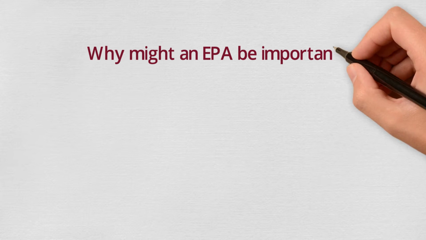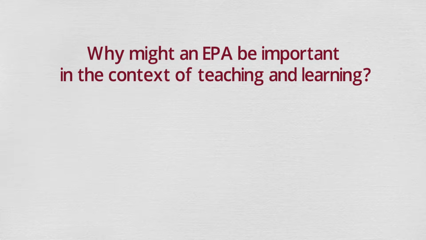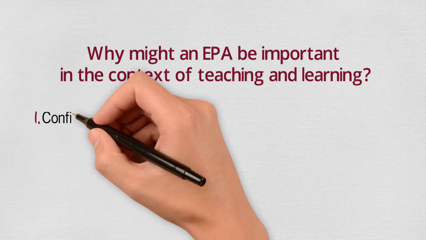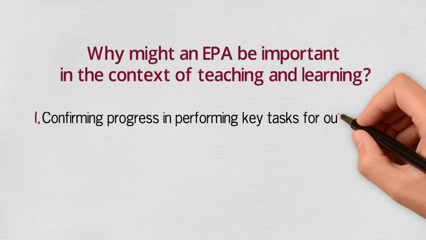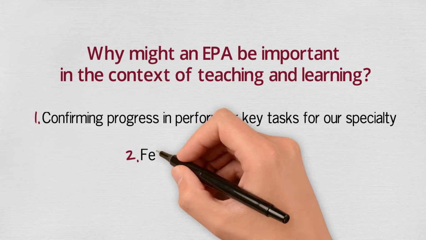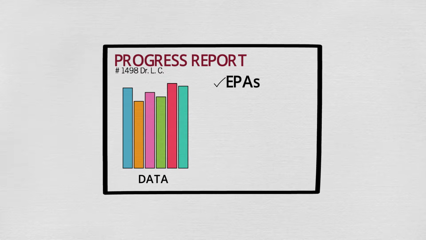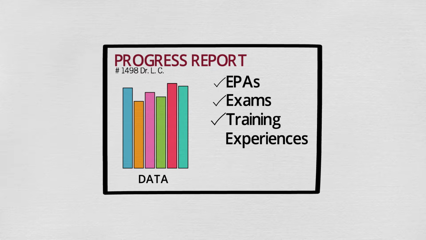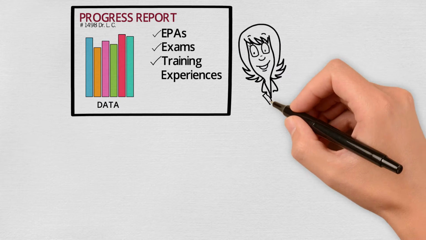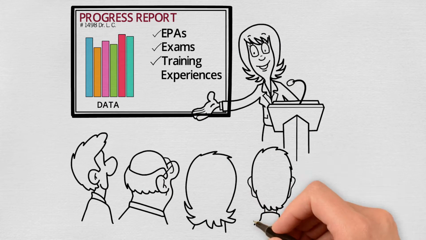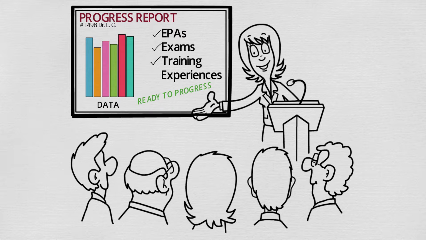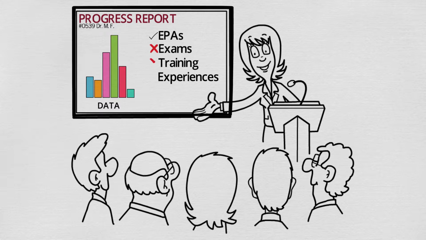Why might an EPA be important in the context of teaching and learning? The answer I turn to are the two elements of performance. One, confirming progress and performance for the key tasks of our specialty, and two, feedback on performance. First, let's start with confirming progress and performance amongst residents. In CBD, we want to be sure that each resident can competently perform key tasks. By tracking them, our competency committee will have the information to confirm who's making progress as expected and to identify early on if someone needs more support in a given area.